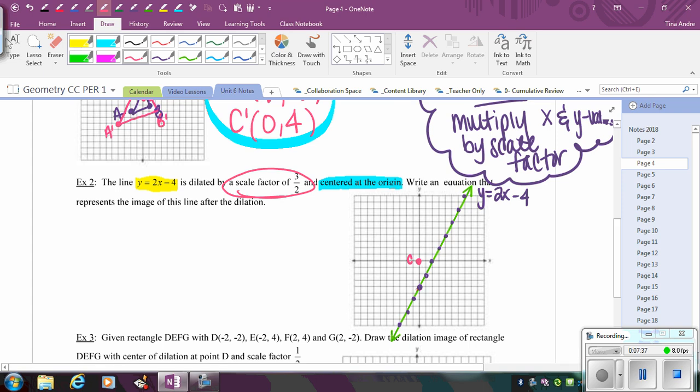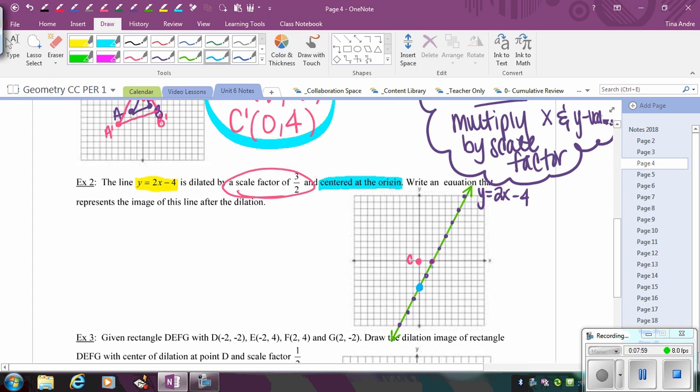So what I'm going to do is dilate 2 points, because if you dilate any 2 points, that'll always allow you to connect a line. So I'm going to pick 2 easy points, one of them being the y-intercept and one of them being the x-intercept. The reason I picked those was only because they both have zeros in them, so they're easier to deal with mathematically. Otherwise, it doesn't make any difference.